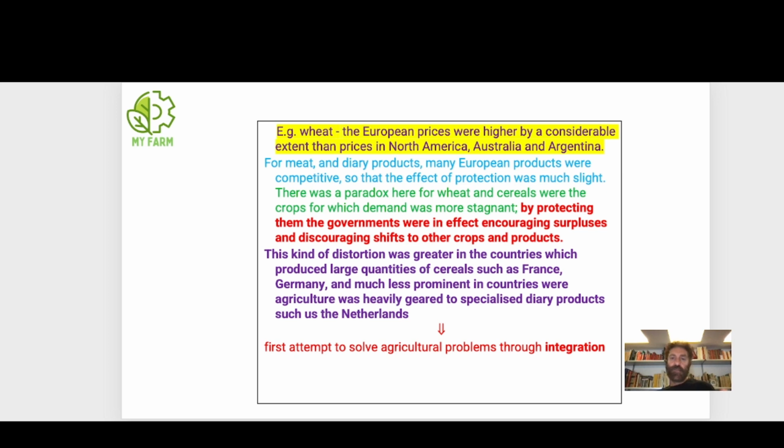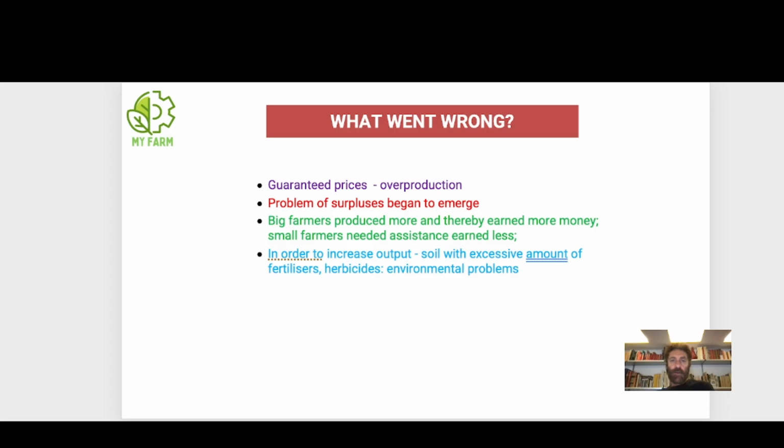So this kind of distortion of the free market was greater in the countries which produce a large quantity of cereal, such as France and Germany, and much less prominent in countries where agriculture was heavily geared to specialized dairy products, such as the Netherlands. So this was the first attempt to solve the agricultural problem through integration. So what went wrong in the CAP evolution, the CAP pattern, after two decades of implementation?